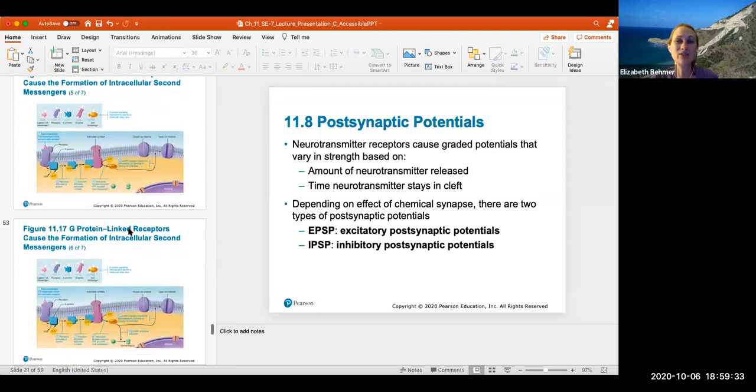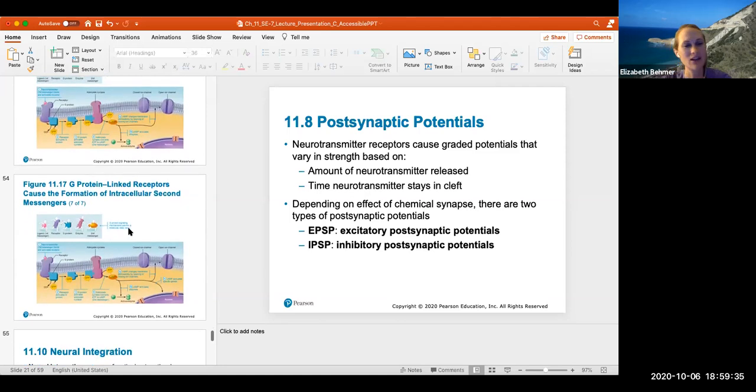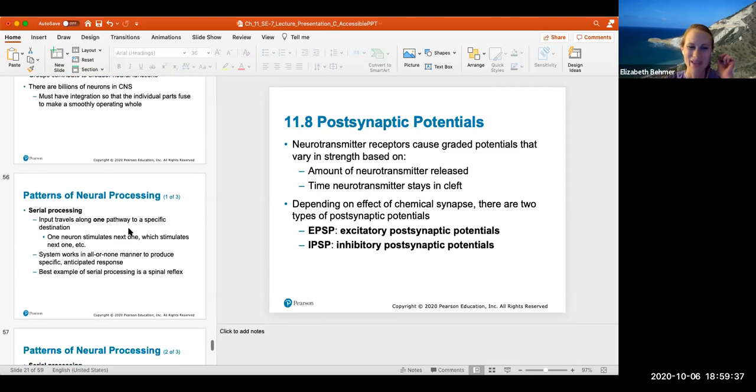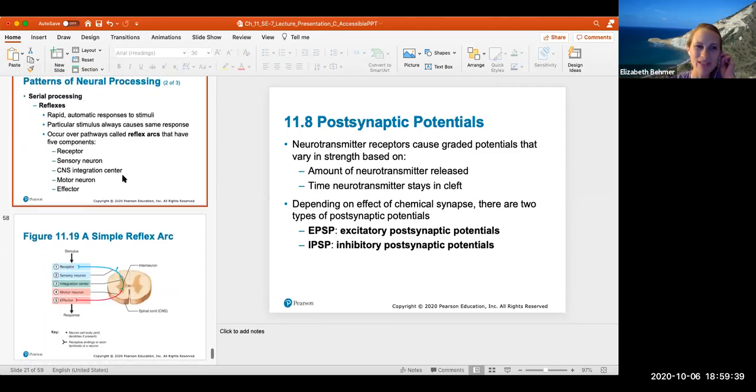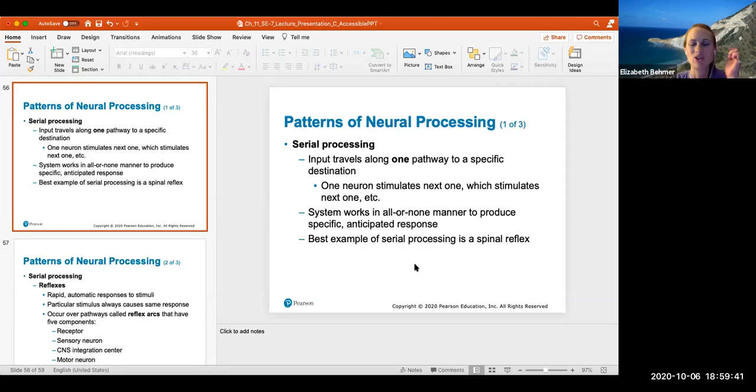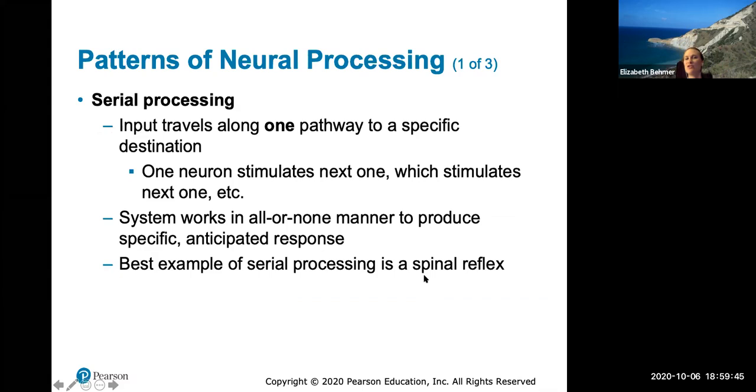We're going to close this chapter, and it's only 7 o'clock, so maybe we'll start chapter 12. We'll close this chapter just briefly talking about reflexes. So patterns of neural processing. And this just is talking about how your neurons travel throughout your body.